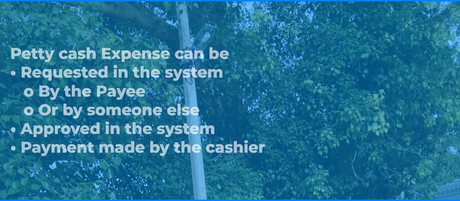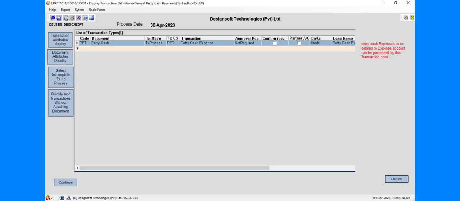Petty cash expense can be requested in the system, by the payee, by someone else, approved in the system, payment made by the cashier. This is standard transaction processing separated for segregation of duties.